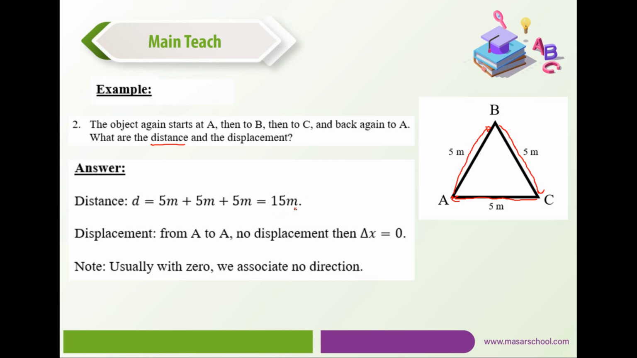Then the distance is 15 meters, the displacement is given by 0. Now what about the direction? Always with 0 we associate no direction.